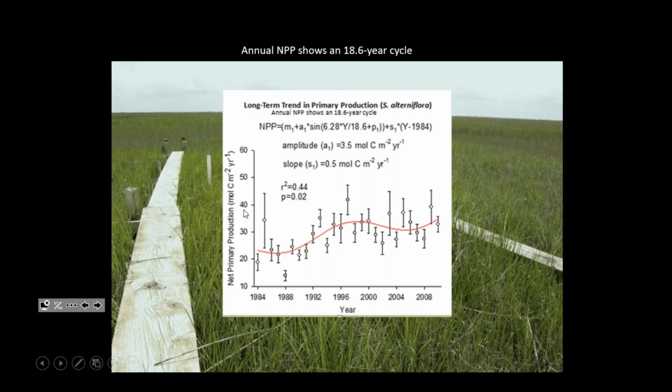Now, there's a lot of variability in here, but there's a lot of annual variability from year to year in sea level and in the marsh response. And it's just remarkable to me that we can pick this out of this data set. And it's pretty cool.